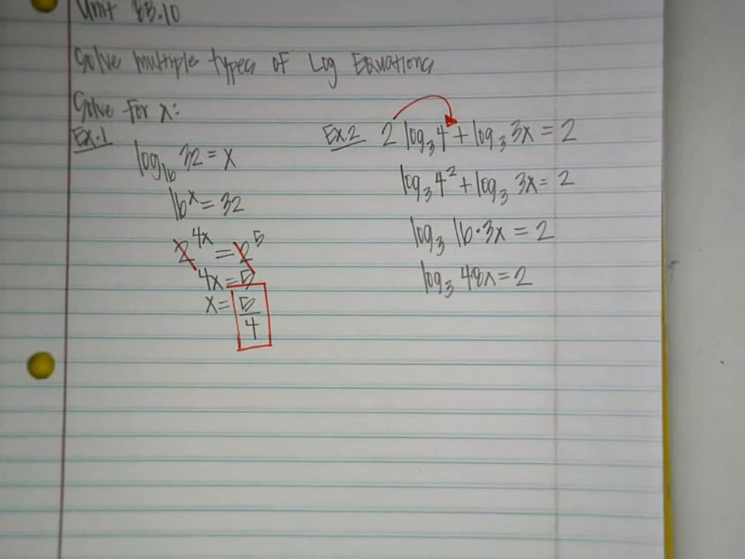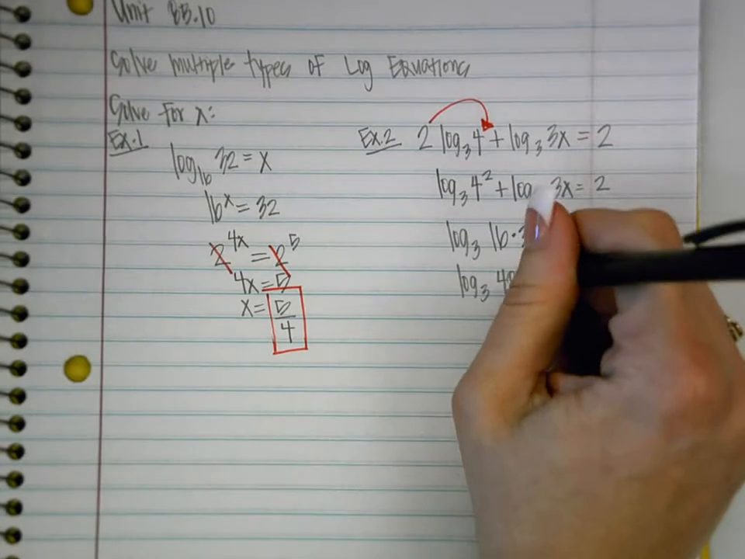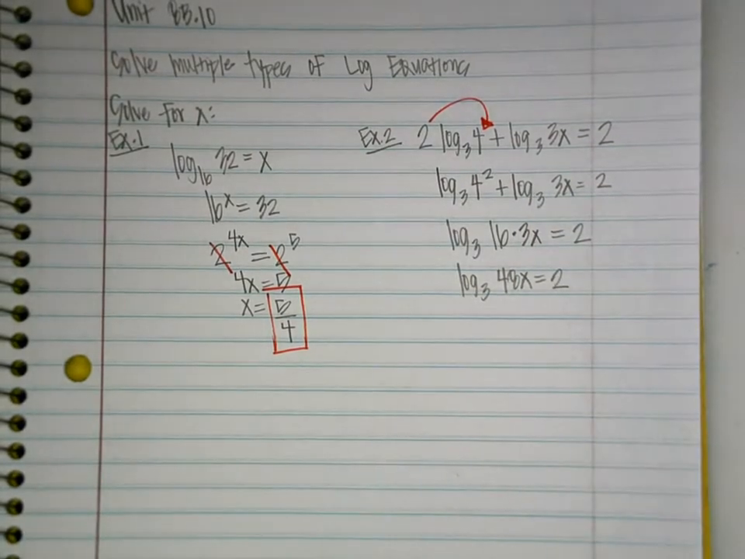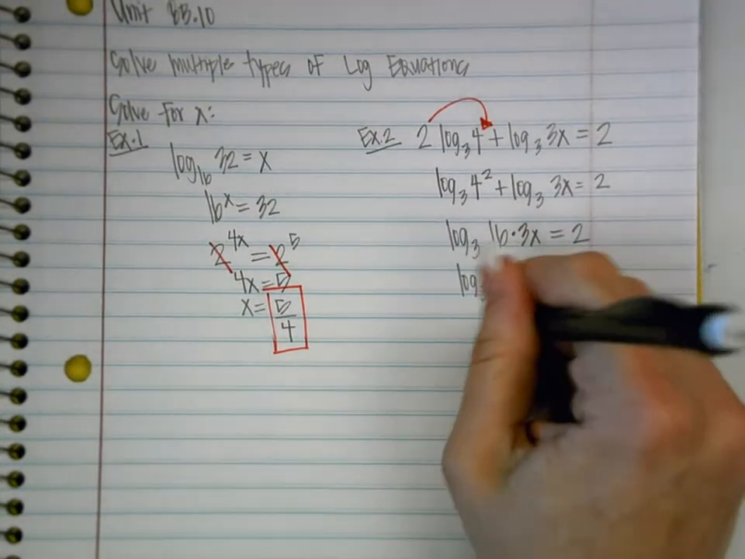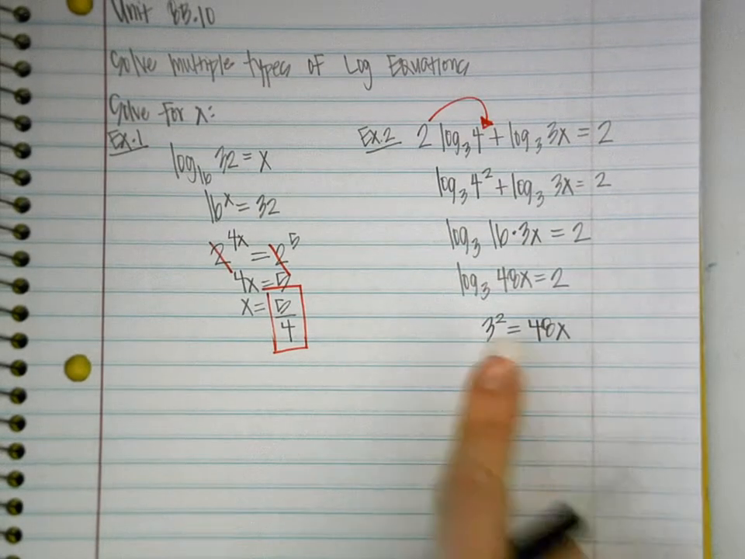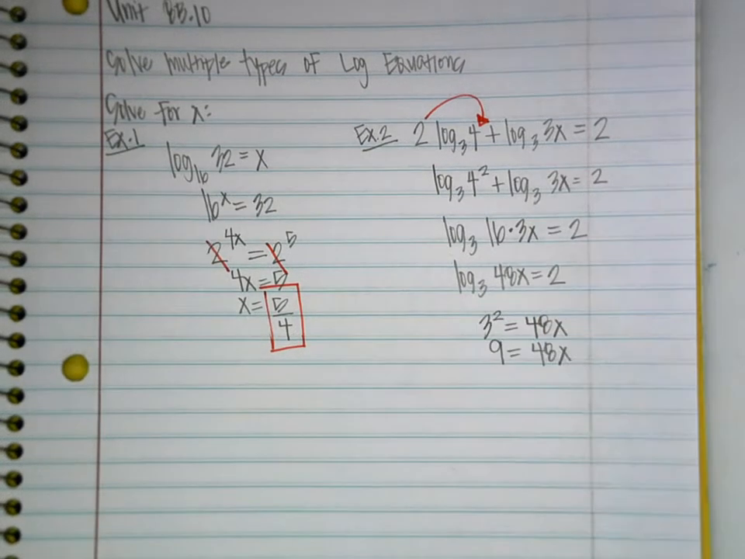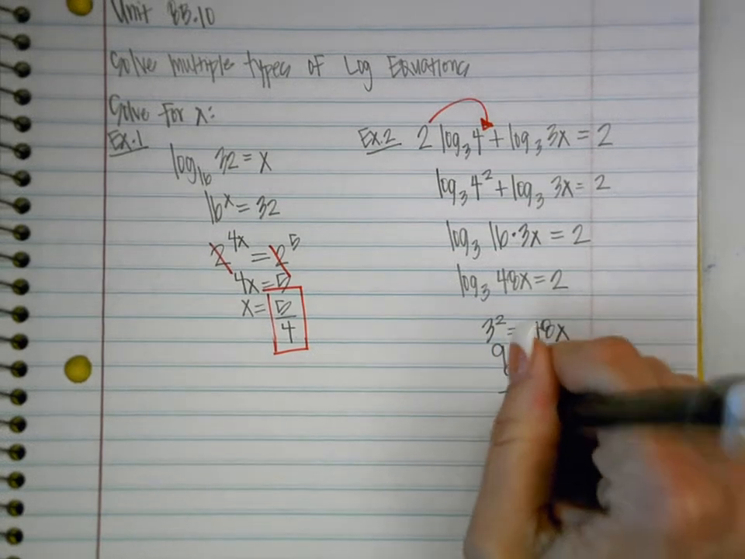Now you have that log all by itself. So how can I rewrite this? This is in log form. What form do I need to change it into? Exponent form, right. So 2 is the exponent on 3, so 3 squared equals 48x. And simplify: 3 squared gives you 9 equals 48x. Then divide both sides by 48, so 9 over 48 equals x.